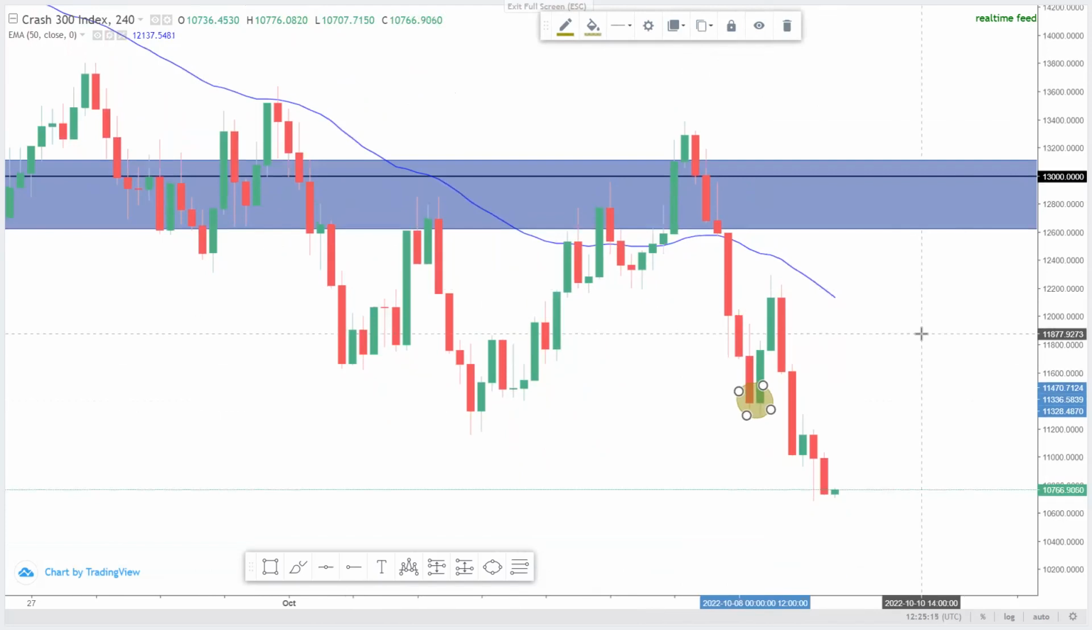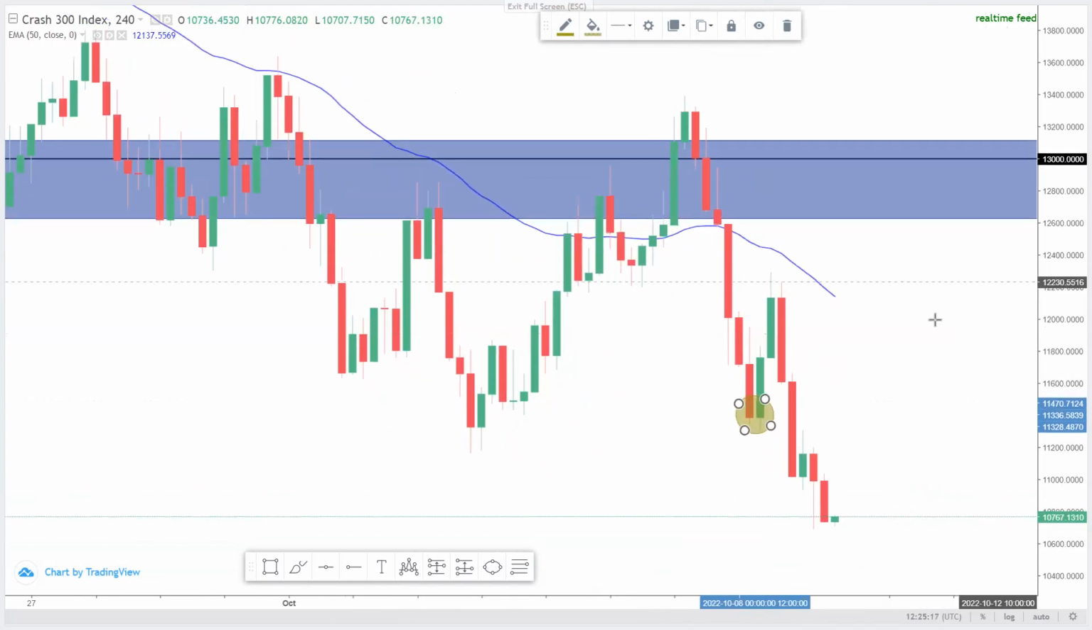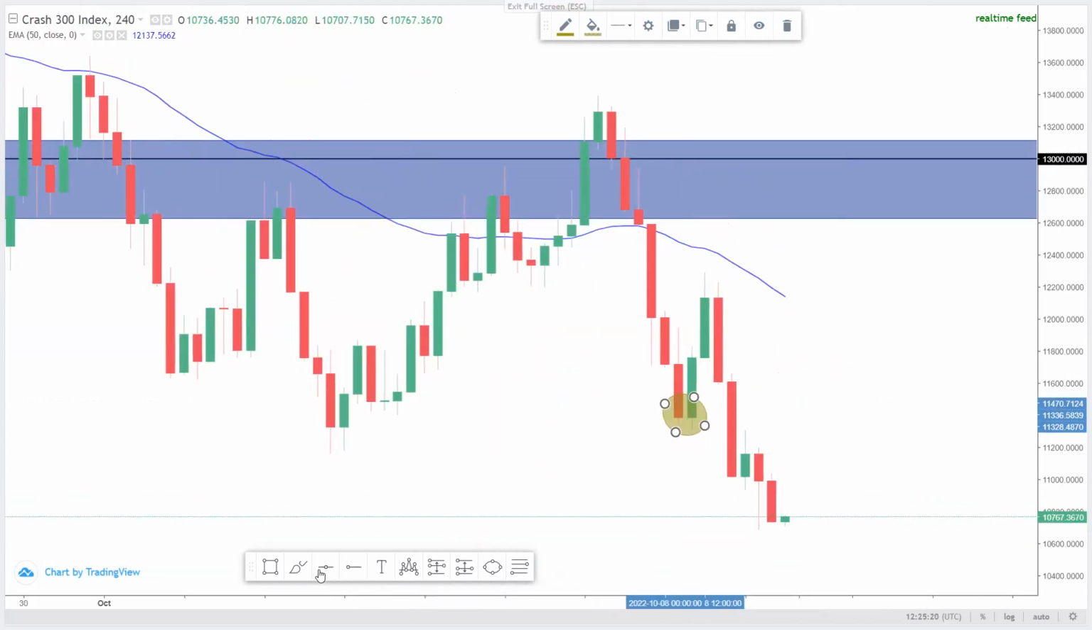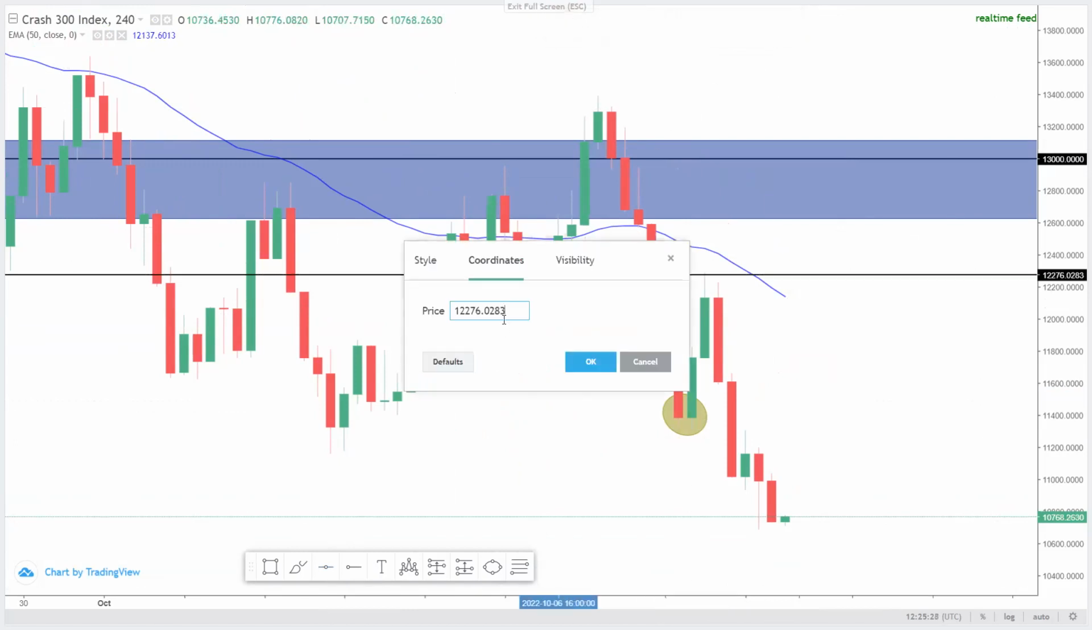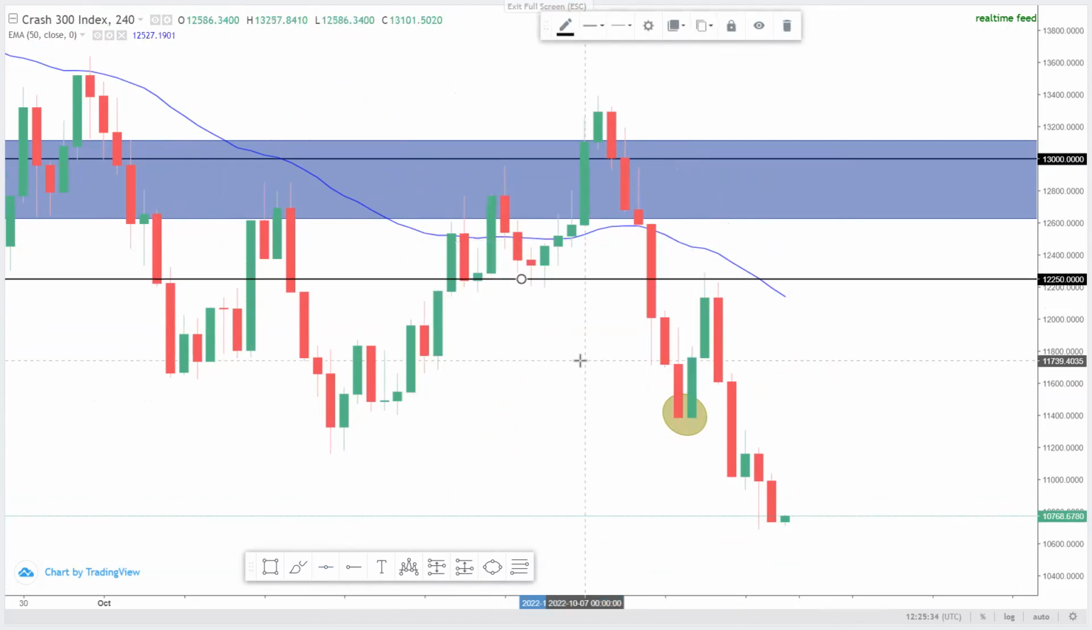So at the level, there was a level that stood out also from the 4-hour time frame, 12850. The 12850 psychological level stood out on the 4-hour time frame.